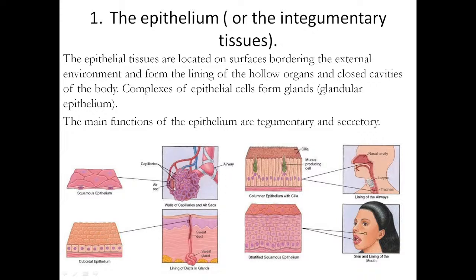This forms walls of capillaries and air sacs, and lining of ducts in glands. What you see, gland. This is skin. This is columnar epithelium with cilia. You see cilia. This is stratified squamous epithelium.